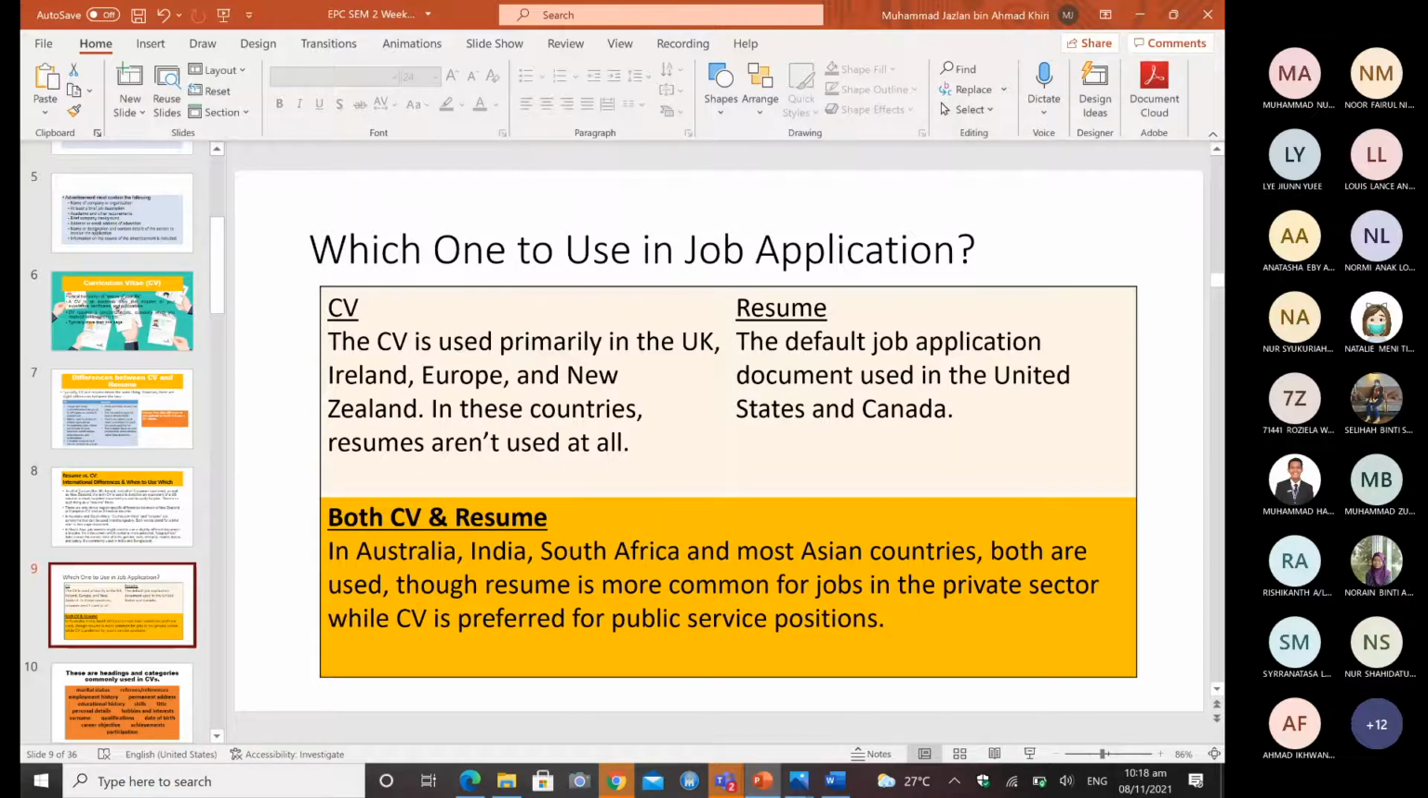In Malaysia, I can tell you for certain, if you work in the education sector, you will use the term CV. But anywhere else, in the non-education sector, they will use the term resume, even here in Malaysia.